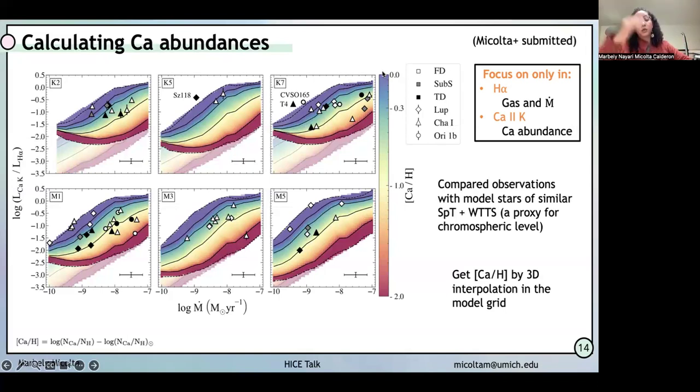The more red, the more depleted it is. And we calculated abundance by doing a 3D interpolation between the plot, the models, and the stars. So we noticed right away, just by looking at the plot, that there were some stars that we couldn't reproduce. There is no model that will reproduce these ratios unless you have lower abundance.